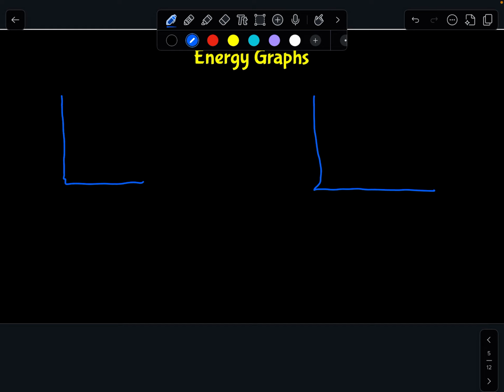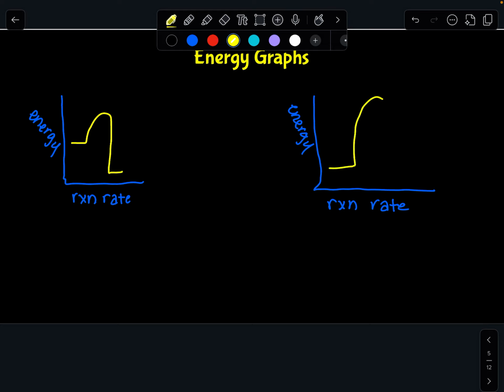And they're both made up of the same parts. On the x-axis, you'll have reaction rate, or how fast the reaction is progressing, or the amount of time it's taking. And on the y-axis, you'll have energy, or the amount of energy. The higher on the y-axis the point is, the more energy it is. And then you're going to have one of two graphs. The first one looks like this, and the second one's the opposite.